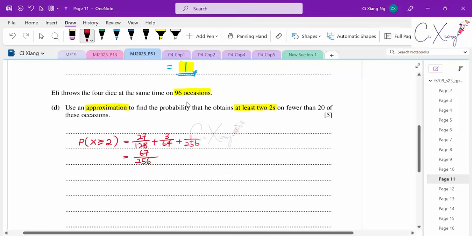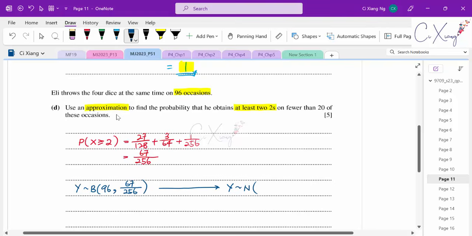And now I throw the 4 dice for 96 times. Therefore, I'm having another layer, another stage of binomial distribution, where I'm having Y. Y is the number of occasions. So in total I'm having 96 occasions, and the single probability of getting at least 2 twos in a throw is 67/256. Okay, and since this question already hints at the approximation, for a binomial distribution, we can actually change it to a normal distribution.